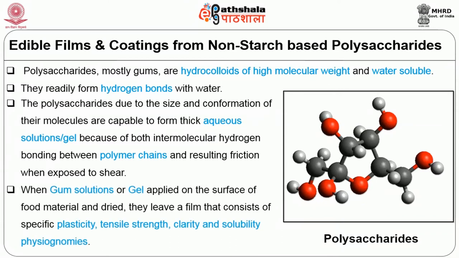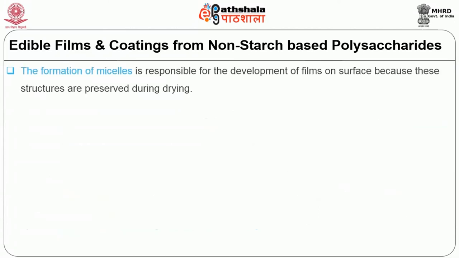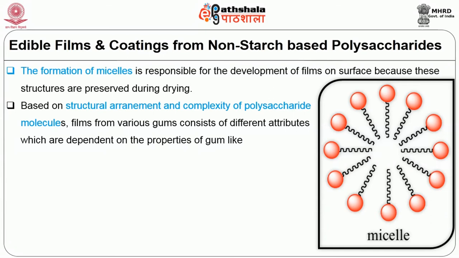Gum solutions or gels, when applied on the surface of food material and dried, leave a film that consists of specific plasticity, tensile strength, clarity, and solubility characteristics. The formation of micelles is responsible for the development of films on the surface because these structures are preserved during drying. Hence, based on the structural arrangement and complexity of polysaccharide molecules, films from various gums consist of different attributes which are dependent on the properties of gum like molecular weight, absence of branching, electrical charge, etc.